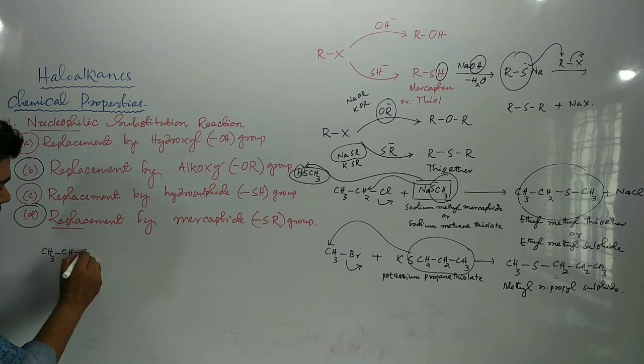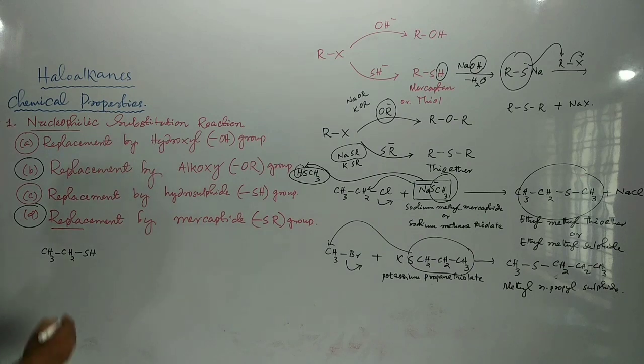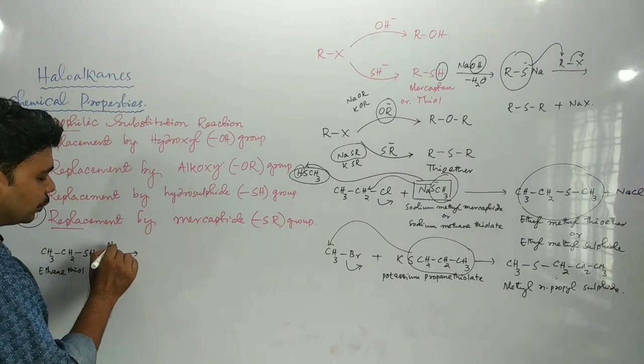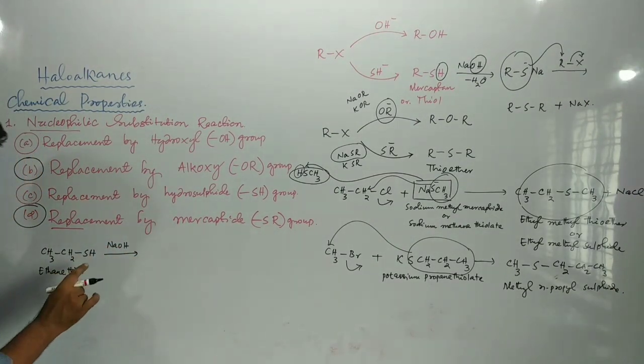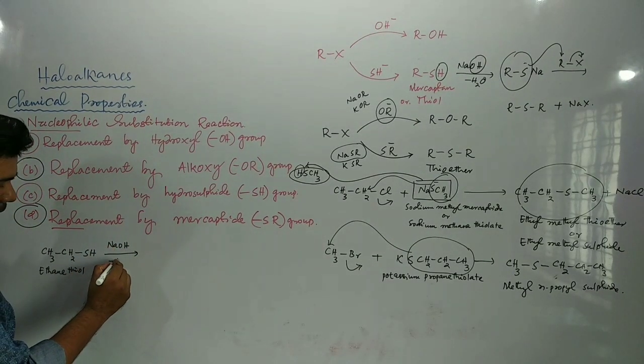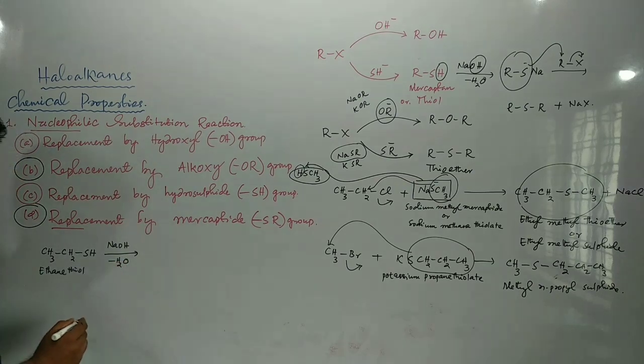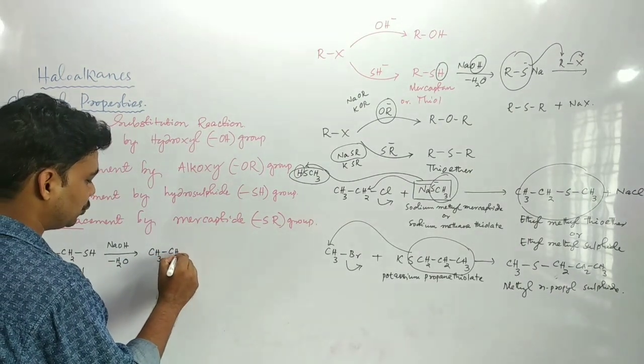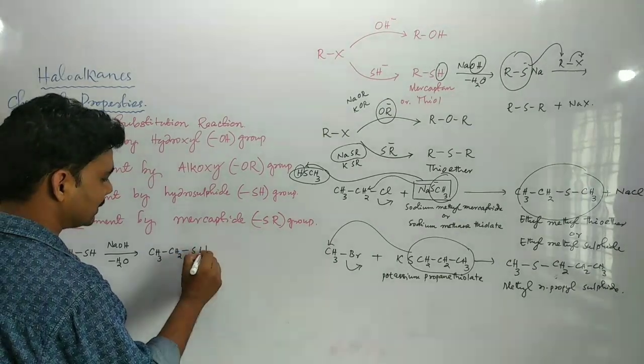Suppose ethyl mercaptan is given, or this is ethanethiol. This is written as ethanethiol. When ethanethiol is treated with sodium hydroxide solution, this H plus and OH minus will be removed here as water. You will get CH3CH2SNa.